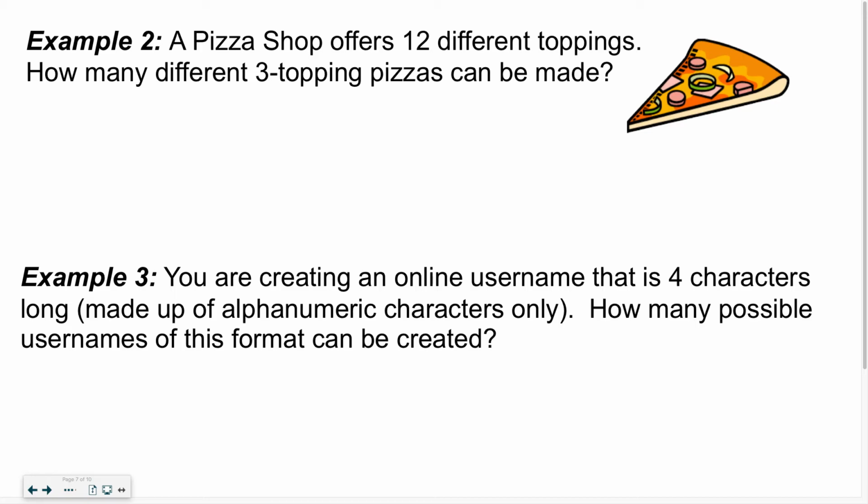What'd you guys say? 220. How'd you get that? 12 NCR 3. Okay, a combination of 12 items, the 12 toppings chosen 3 at a time. You could say 12, choose 3 if you want. Okay, 12, choose 3. Does that make sense? So you chose a combination because order doesn't matter.